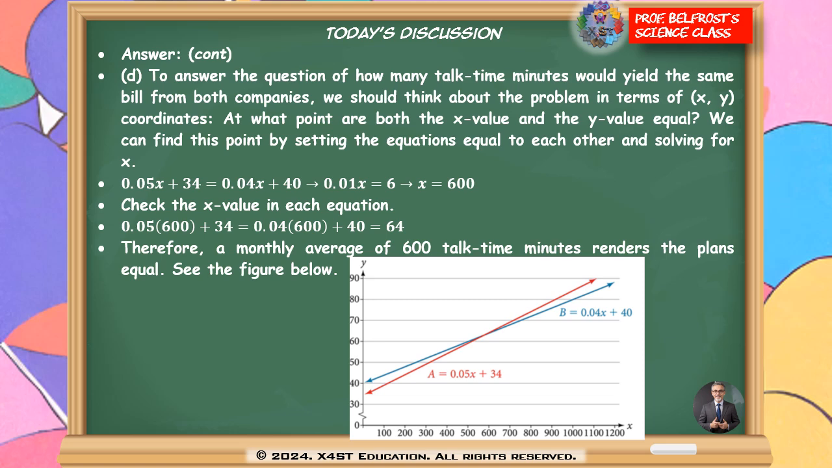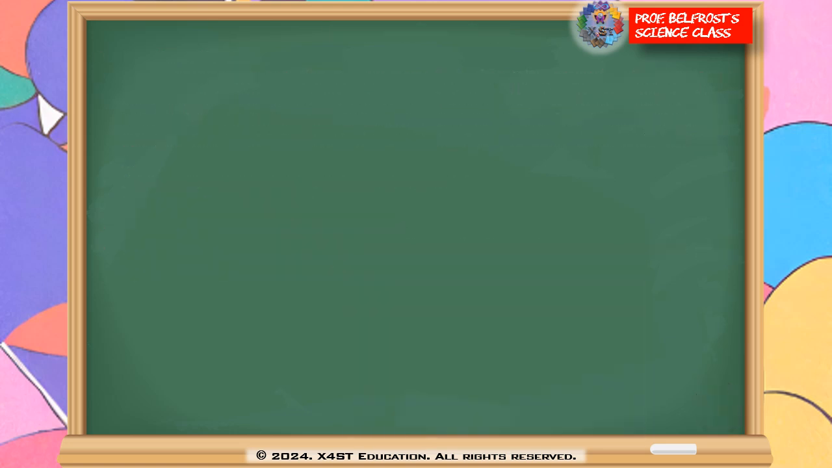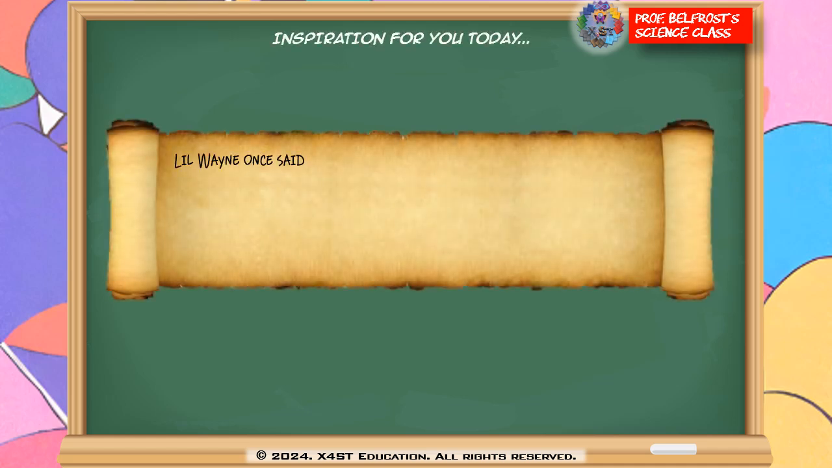Here is the plot of both costs. You can see that these two lines intersect each other at minute 600 and at y equals 64. Yeah, that's the lesson for today.